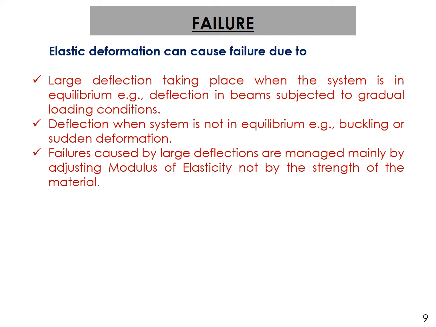Talking of civil structures, when buildings are fabricated, they lay out big beams. And you can well imagine, if there is a large deflection in the beam, the whole roof will come down. So that is a deflection. Then there is deflection when the system is not in equilibrium. For example, if you have a column, sudden buckling, or it has suddenly deformed. The sudden deformation or buckling is an example of deflection taking place in a system which is not in equilibrium. Then failure is caused by large deflections.